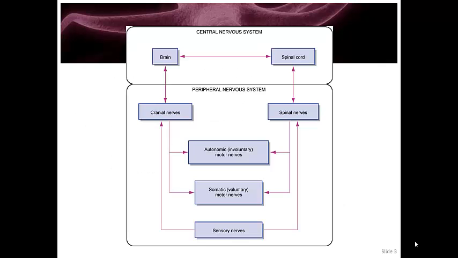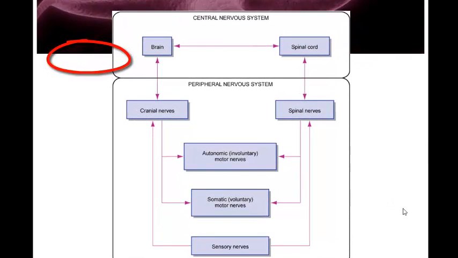If we look at this table, we can see that this is the table that is in the textbook. This does break down the two main divisions, the central nervous system and the peripheral nervous system, and the structures that comprise those divisions. The central nervous system, as we said, is the brain and the spinal cord, and the peripheral nervous system are all other nerves, such as the cranial nerves that are in the brain and the spinal nerves. We then also can have the autonomic or involuntary motor nerves, the somatic voluntary motor nerves, and then finally the nerves that are sensory.